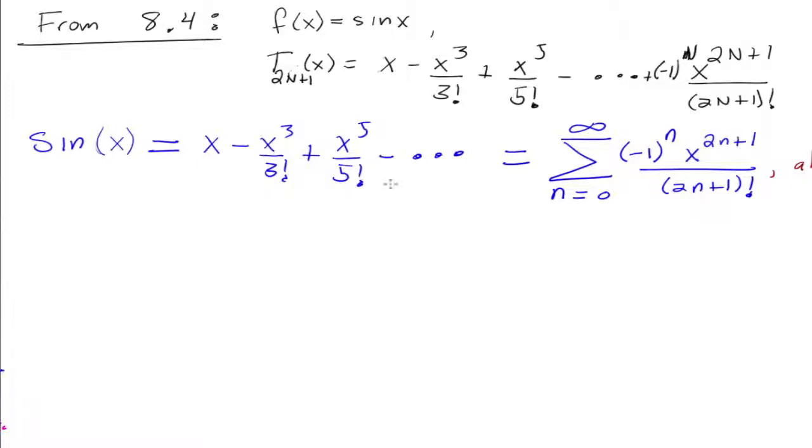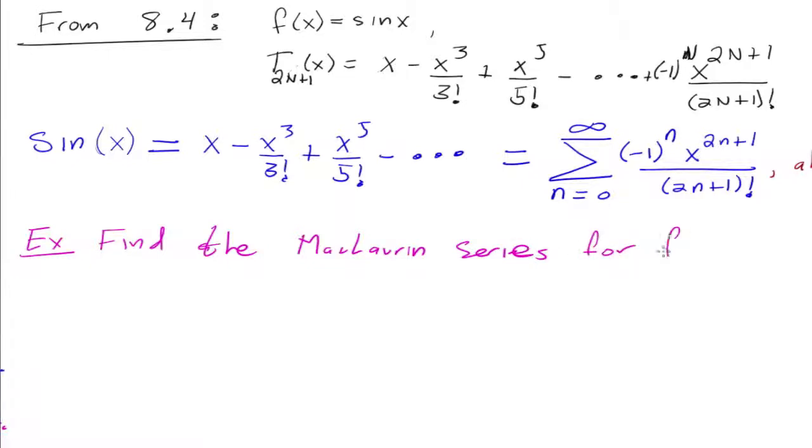Is this the answer? Well, no, this is just from before. So this is what we know. R is infinity, so the interval of convergence is from negative infinity to positive infinity. So let's use this. Let's say we want to find the Maclaurin series. What's the Maclaurin series? Taylor series centered at 0, right? For the function x squared times sine of x.